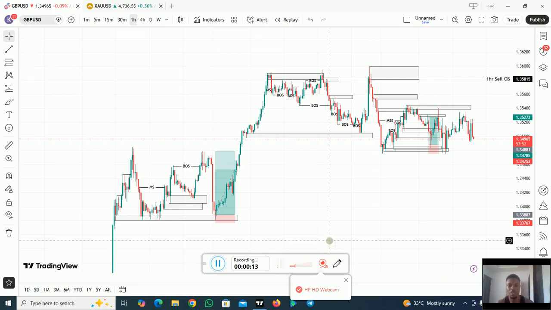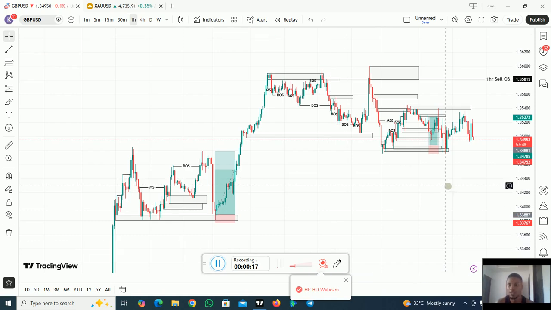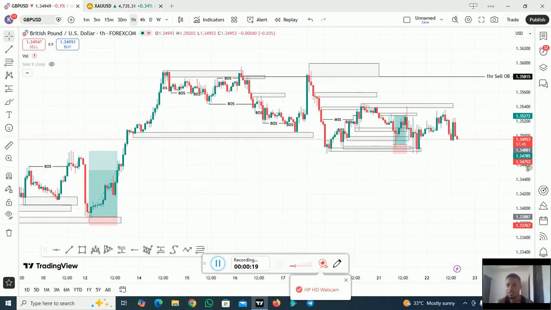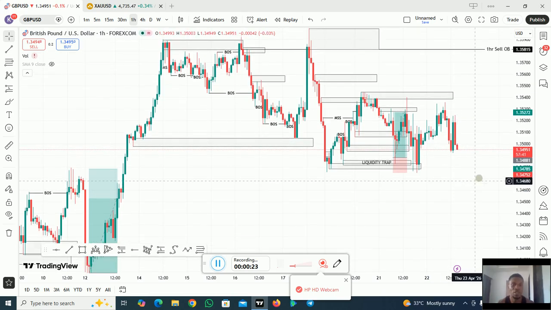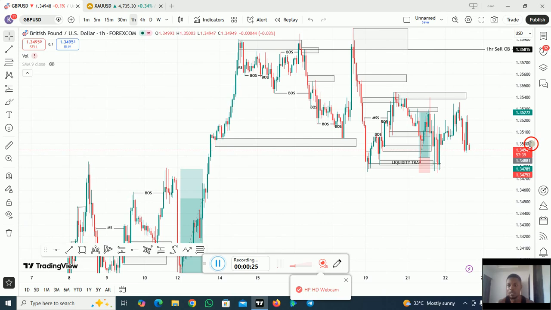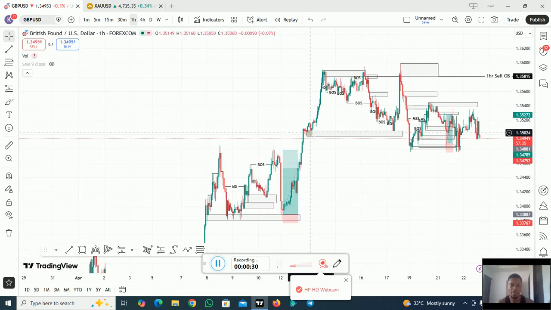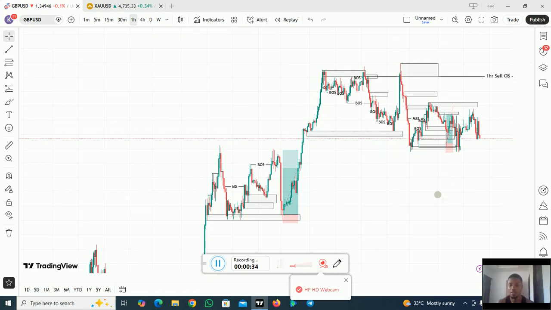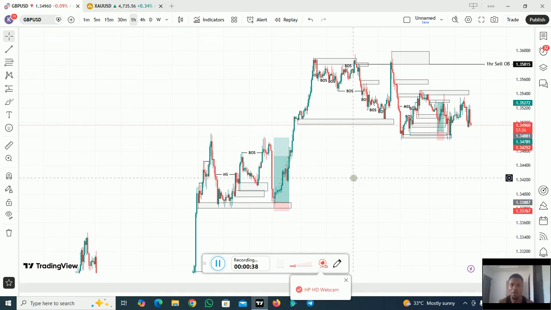I traded GBP USD. This trade was yesterday, on the 21st of April 2026. As you can see on my 1 minute time frame, this was the last low that came to break structure here. So I think price is retracing back to this low around here.